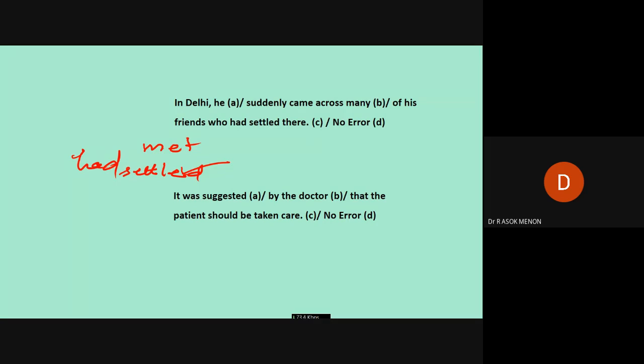It was suggested. Yes, the answer by the doctor: it was suggested by the doctor that the patient should be taken care. Any other answer?